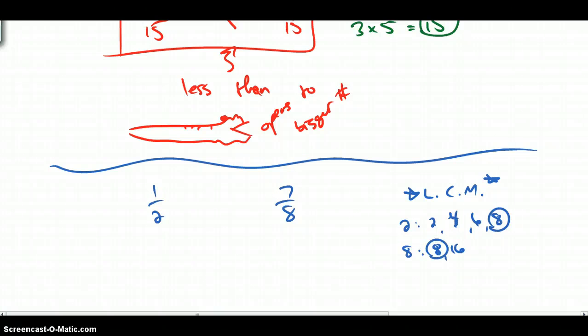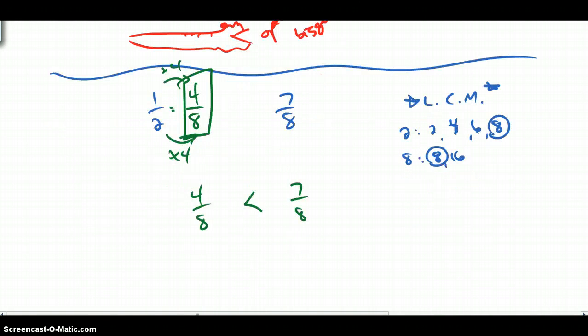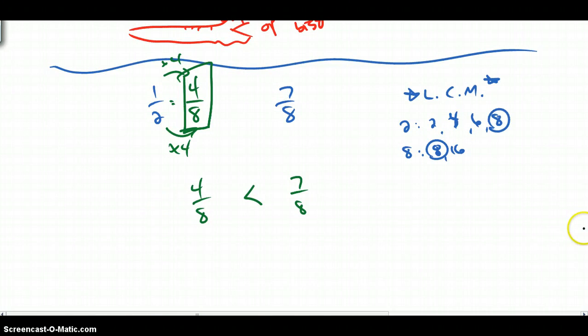So we can make this one into something out of 8. This one's going to stay. So we'll multiply by 4, top and bottom here. We'll make 4/8. Now we're comparing 4/8 to 7/8, and we would say again 4/8 is less than 7/8. All right, 7/8 is a bigger fraction.